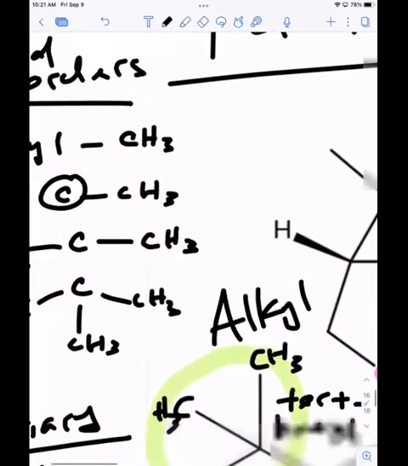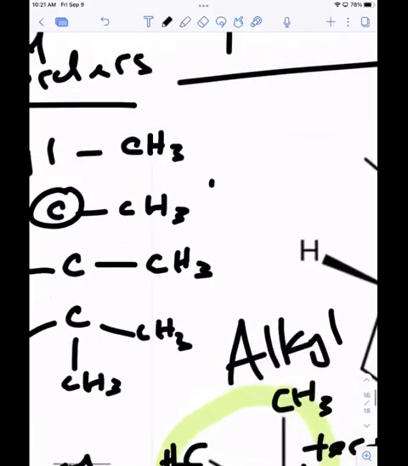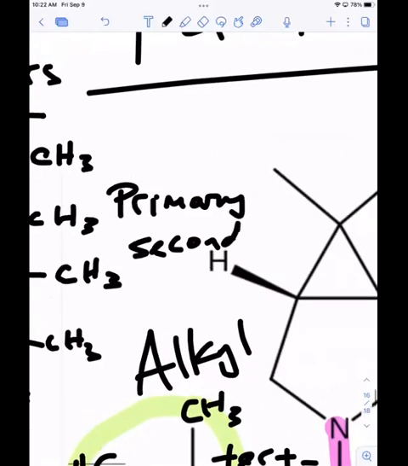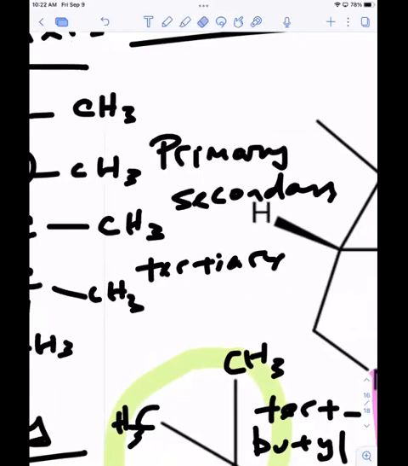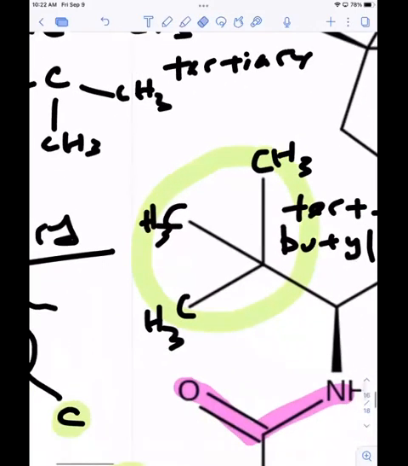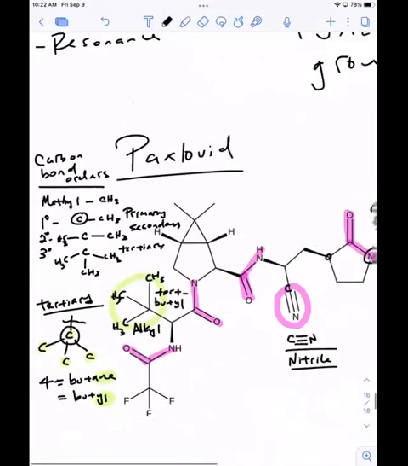And let me write out the, so this is primary, secondary, and tertiary. All right, any questions about that so far? So carbon can be, you can have a methyl carbon, a primary, a secondary, and a tertiary.